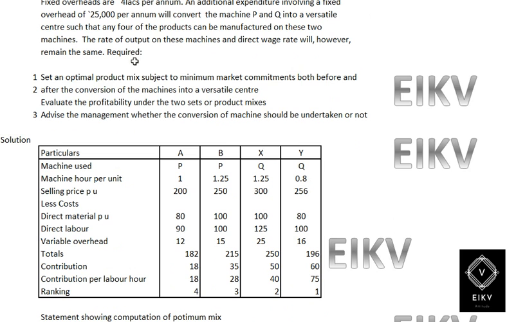Requirement: Set up an optimum production mix subject to minimum market commitment, both before and after the conversion of the machines into versatile machines. Evaluate the profitability under the two sets of product mixes. Advise the management whether the conversion of the machines should be undertaken or not.